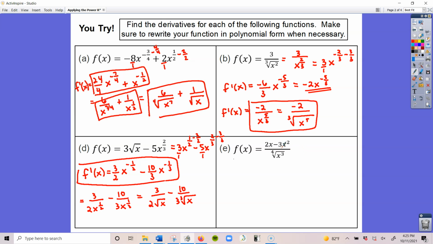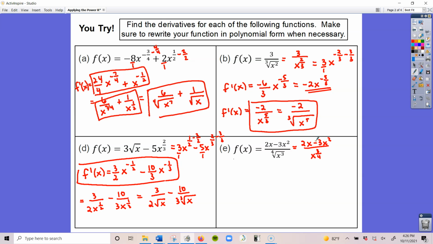For this last one here, we have 2x minus 3x squared over the 4th root of x to the 3rd. So let's start off by rewriting this using those rational exponents. So 2x minus 3x squared over x to the 3/4. Now, in order for me to be able to find its derivative, I need to combine these terms. I need to simplify this.